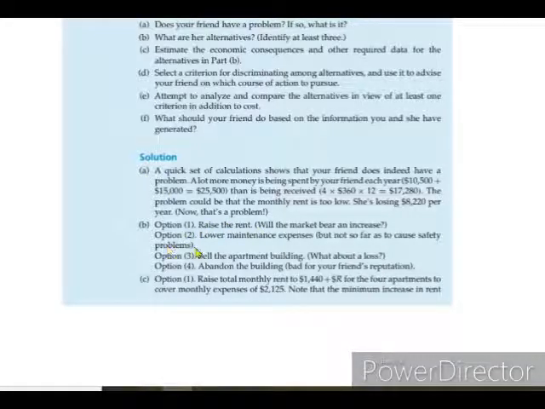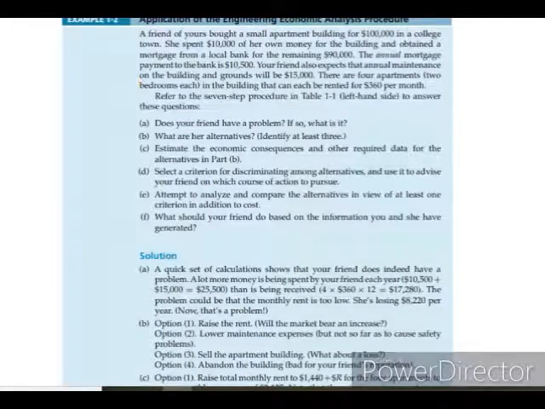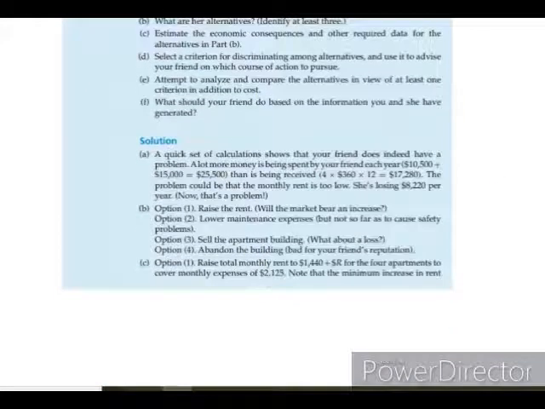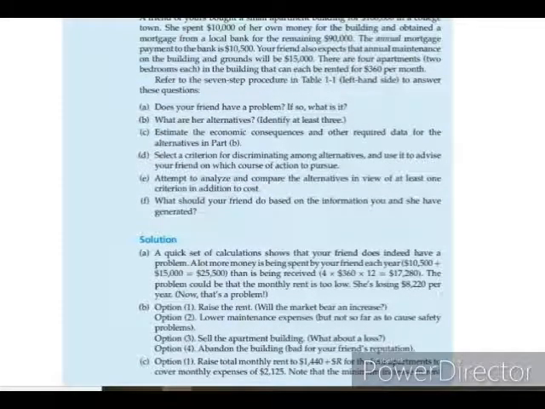the increase. Now option 2, lower maintenance expenses, okay, but not so far as to cause safety problems. So he can lower down the maintenance expenses, but he should not put into danger, okay, the safety of the ones who are living there. Okay, so he can cut down a bit. For example, he should not repaint, okay, repainting the walls, okay, because it will do. But repairing major cracks on the walls or repairing holes in the roof are a must.